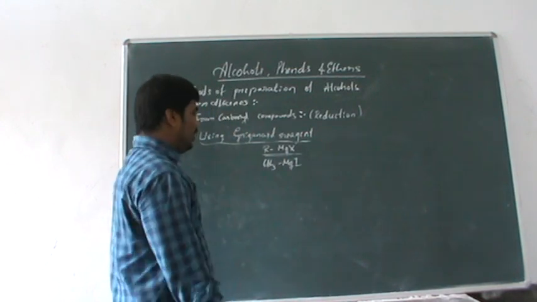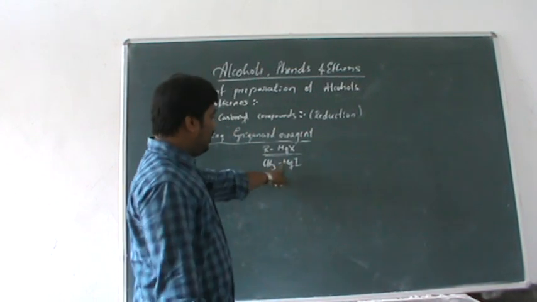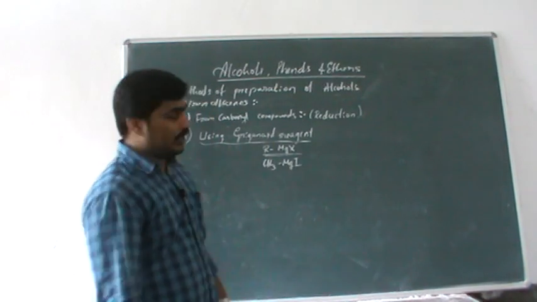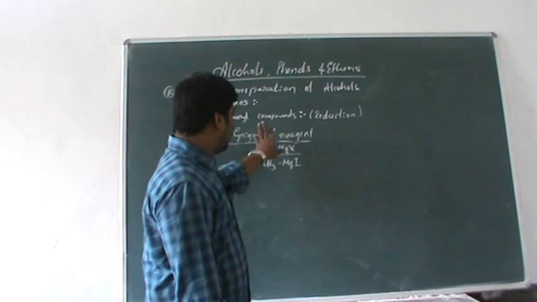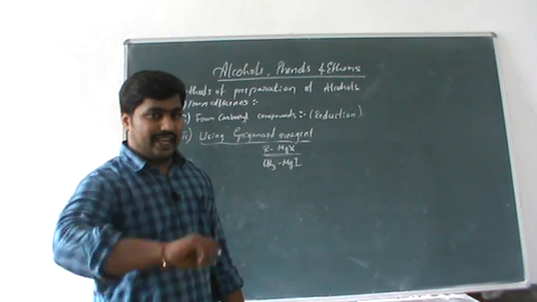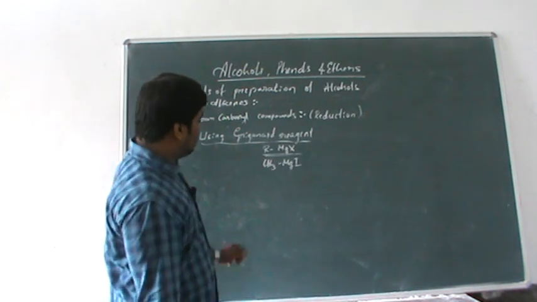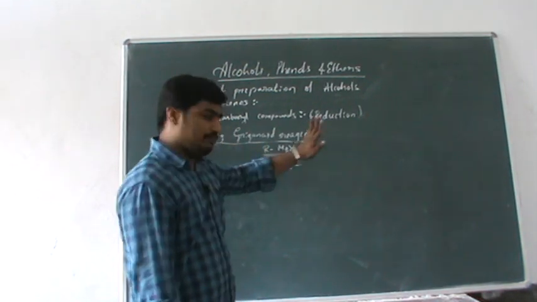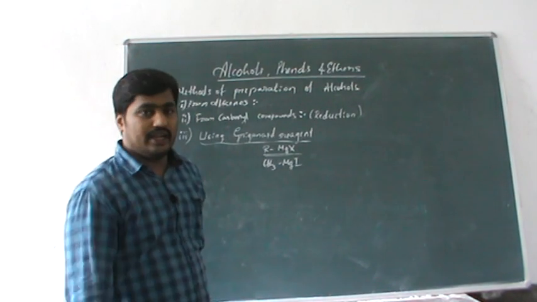CH3MgI. What is the name of this compound? Methyl magnesium iodide. Okay, methyl magnesium iodide is an example of a Grignard reagent. Any compound that is present in the form RMgX, we call a Grignard reagent.